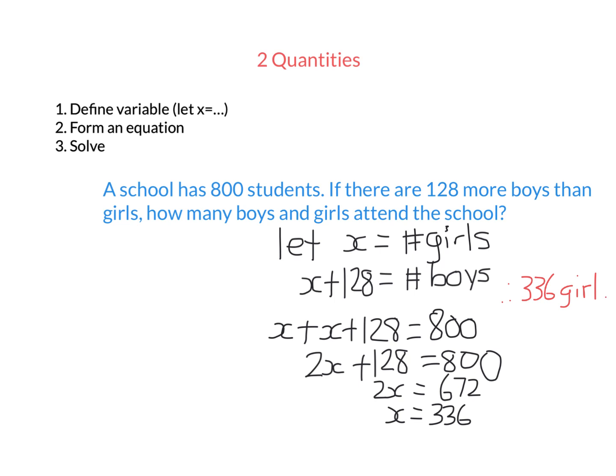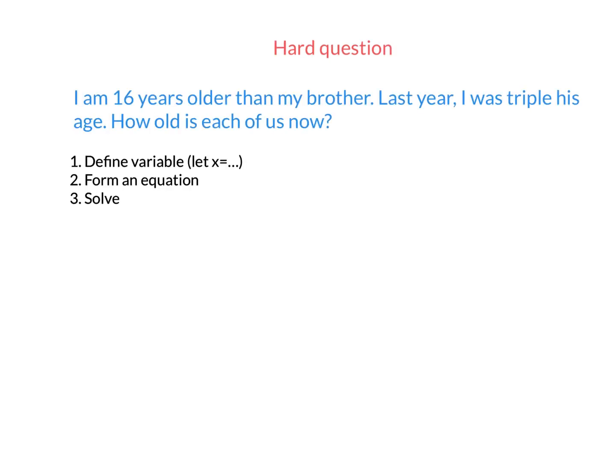We haven't actually answered the question until we have also said how many boys attend the school. So if 336 girls attend the school, the number of boys is 336 plus 128, which gives 464. So at this school, 336 girls, 464 boys. All right, let's look at one more worded problem example. This question here is just a bit harder because you have to get your head around what's being asked.